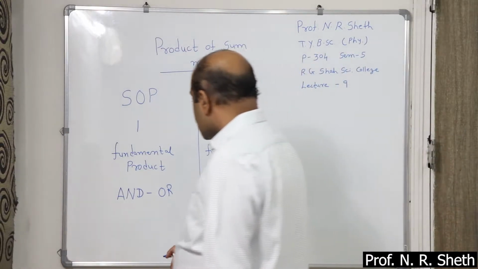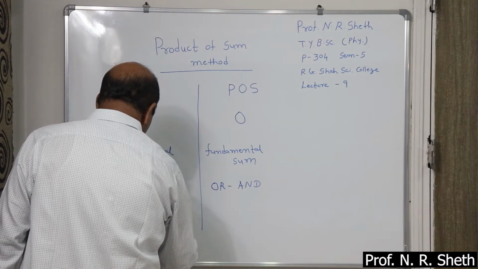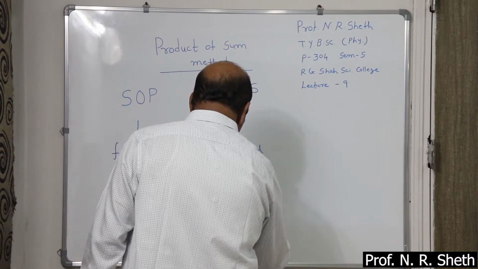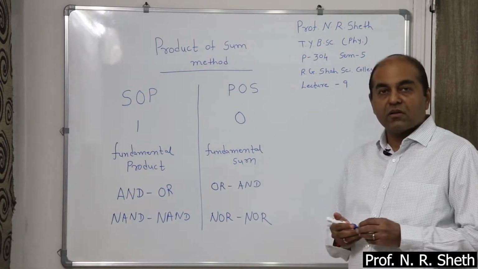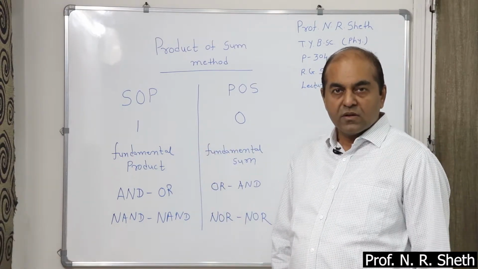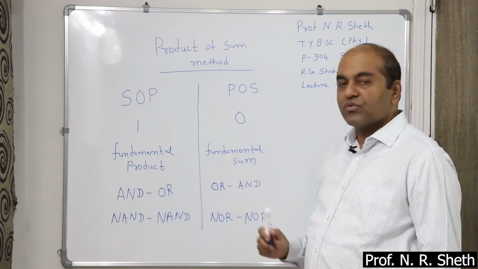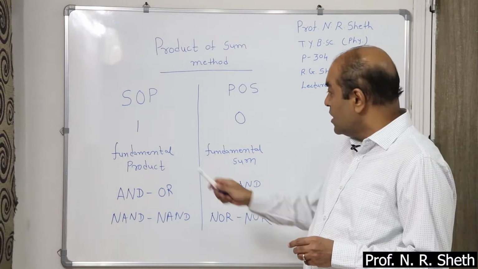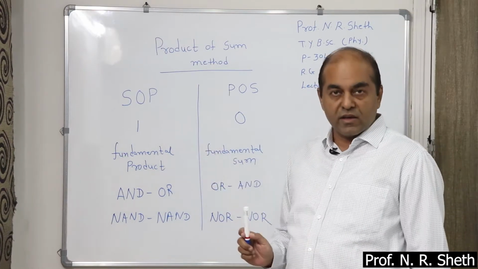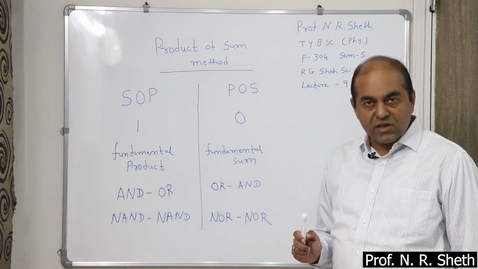Equivalent circuit is constructed by using NAND gate, while here equivalent circuit is by using NOR gate. So these are four major differences. In sum of product we have to focus high output, while in POS product of sum we have to focus low output. Here we have to find out fundamental product for those cases whose outputs are high, while here we have to find out fundamental sum for those cases whose outputs are zero.